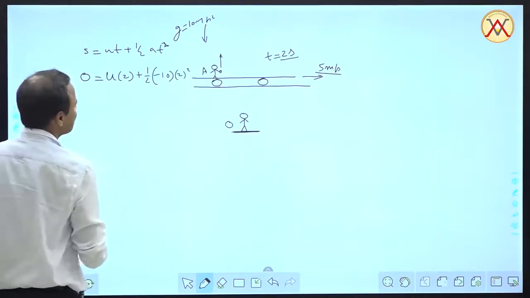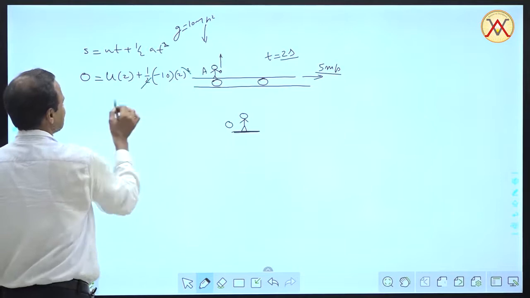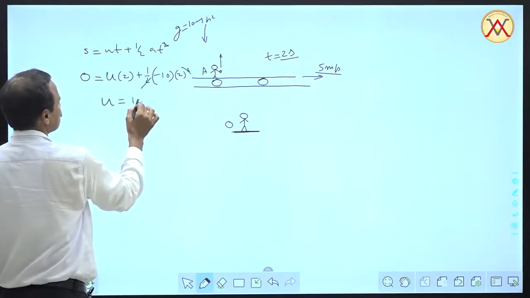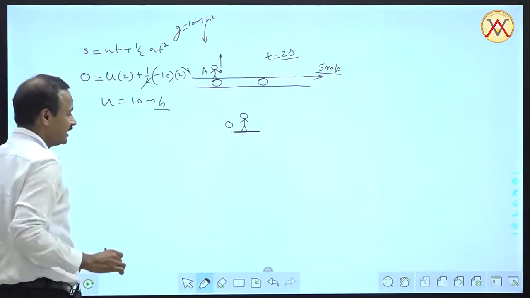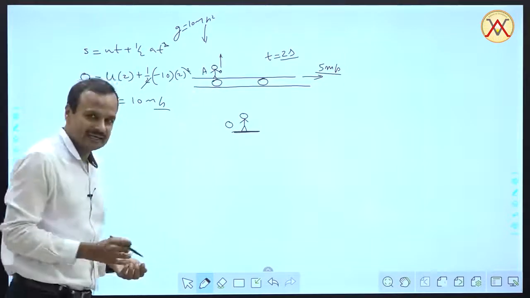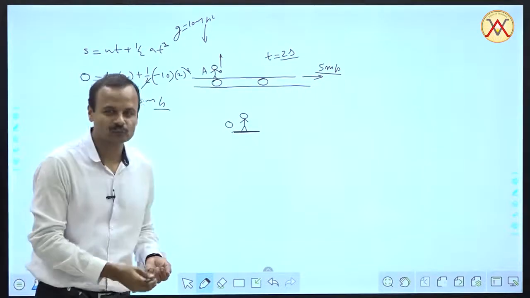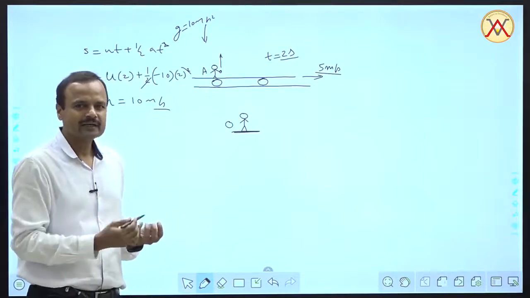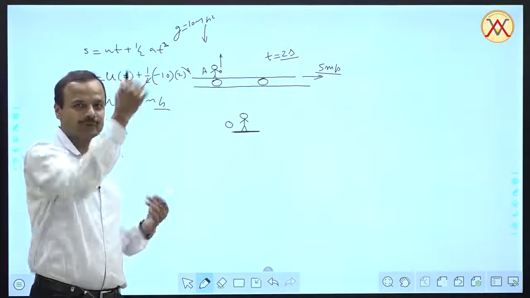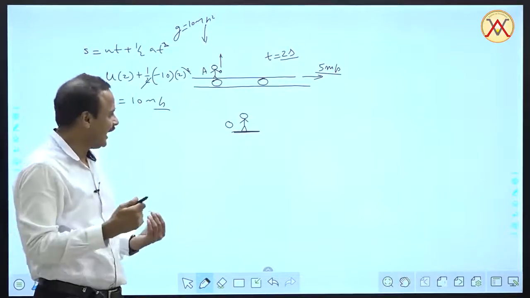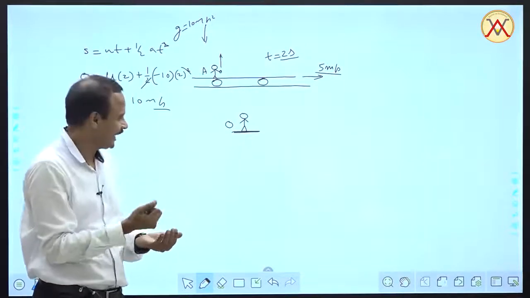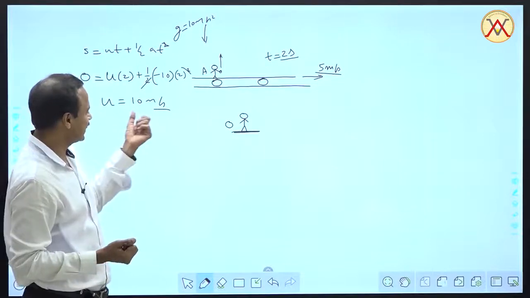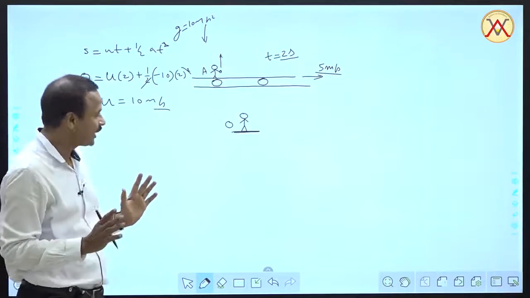So this gives us... This is cancelled. This gives us u equal to 10 meter per second. So this person A must have thrown the ball upwards with a velocity of 10 meter per second. The ball goes straight up as seen by him and it lands in his hand back after 2 seconds if he throws it with this velocity.